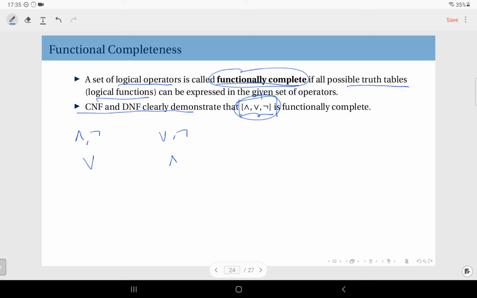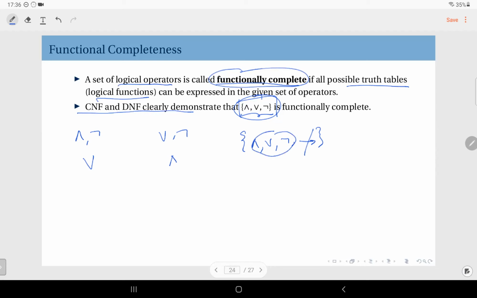The question is, are there others? Are there other sets of logical operators that are functionally complete? Especially, are there smaller ones? Because, well, in mathematics, we like to have simple answers. And for instance, if you add something to this, AND or negation, and let's say implication, this set of logical operations is also functionally complete, because I don't even need this. I can express anything using these, so this is definitely functionally complete.